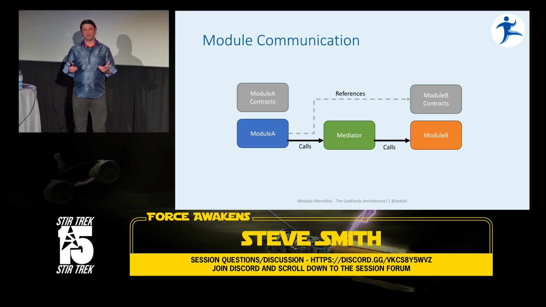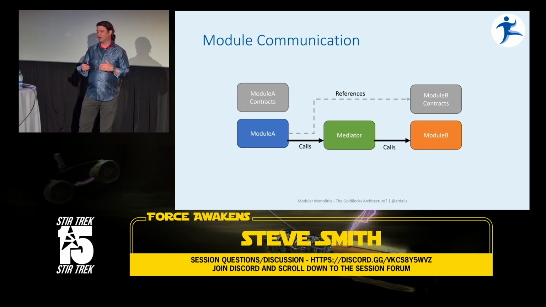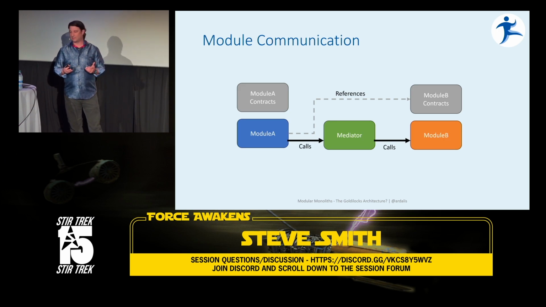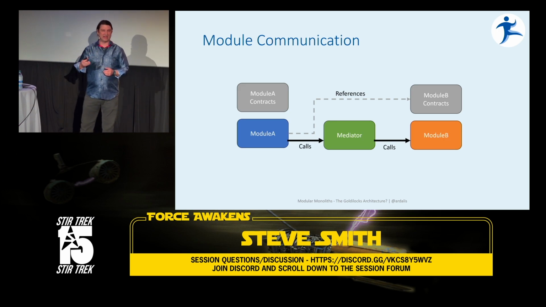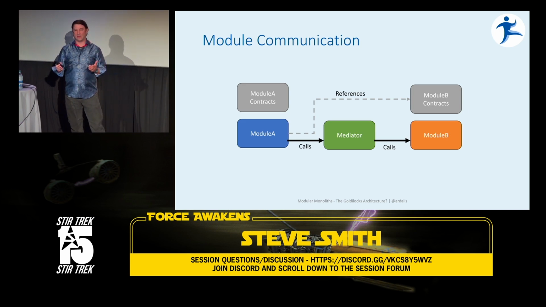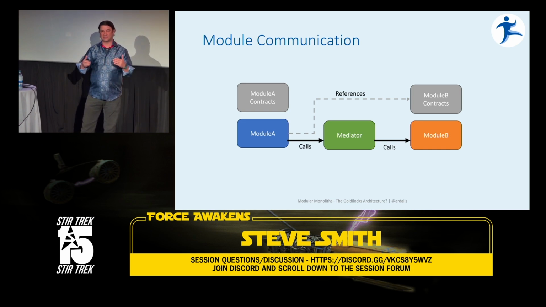And they each have contracts. If the blue module A wants to talk to the orange module B, it's going to reference module B's contracts project, where it's going to find the types that it needs, because C# is a strongly typed language. And it's going to use a mediator to do the work of sending the message to module B in a way that module A doesn't need to know about module B directly. And that's the trick that lets us have the loose coupling between the modules.